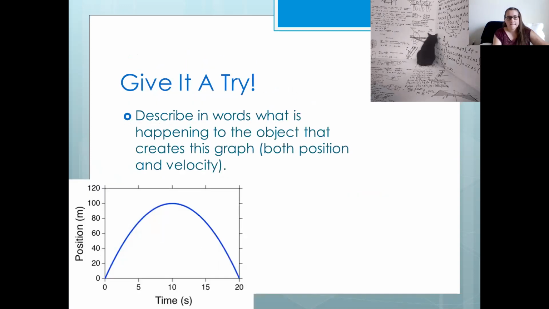Okay. All right, take a look at this graph now. Describe in words what is happening to this object that creates this graph, both its position and its velocity. So I don't want you to calculate it. I want you to describe to me what is happening with this object.